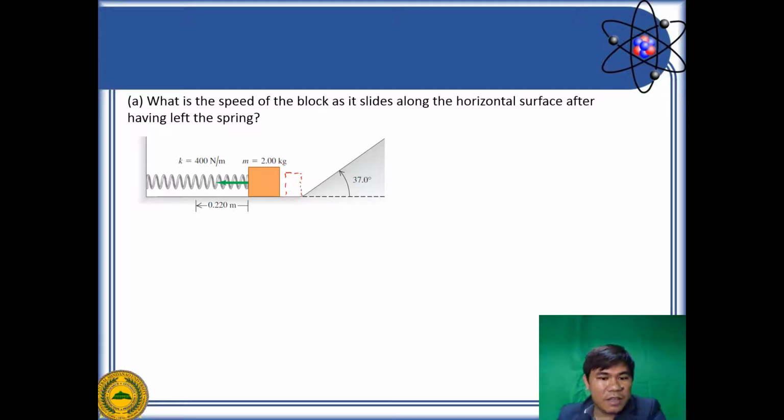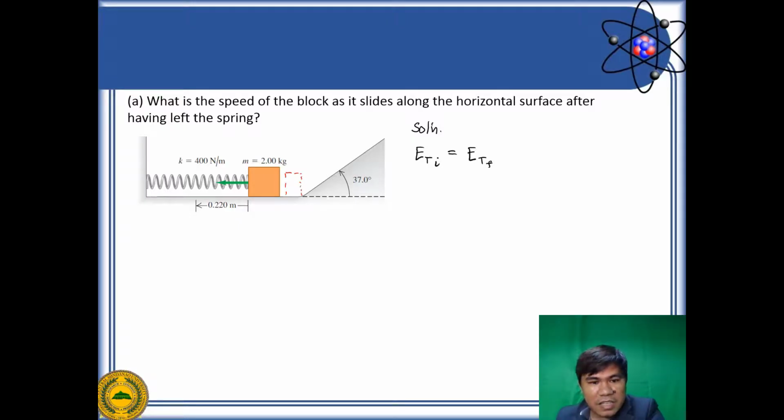And to solve for that, we use the conservation of energy principle. By energy conservation, the total initial mechanical energy is equal to the total final mechanical energy.